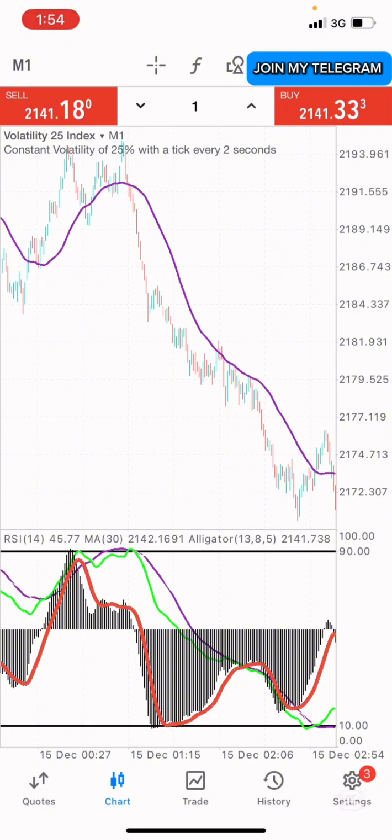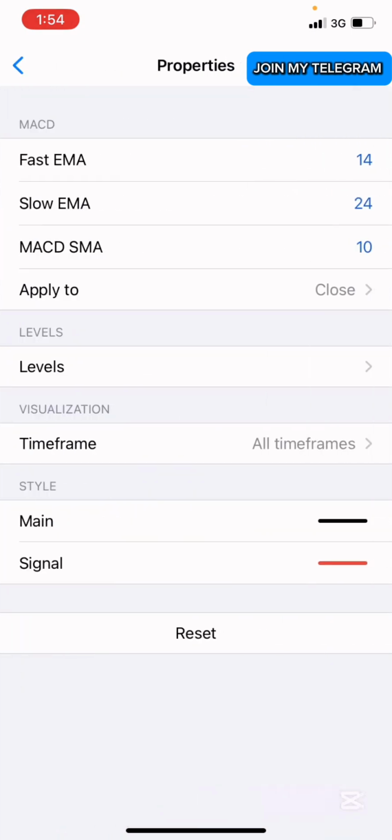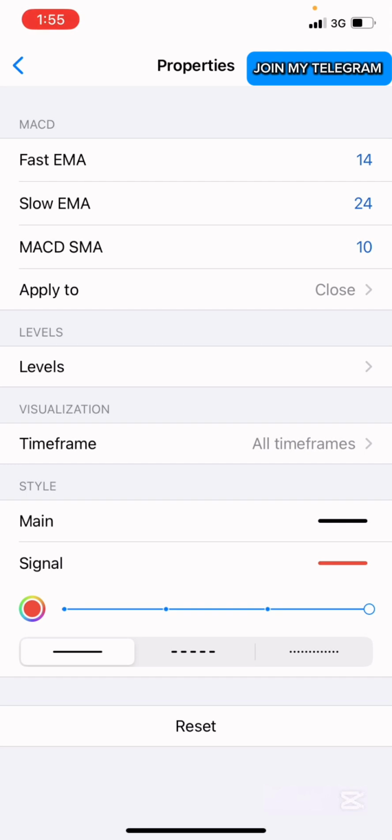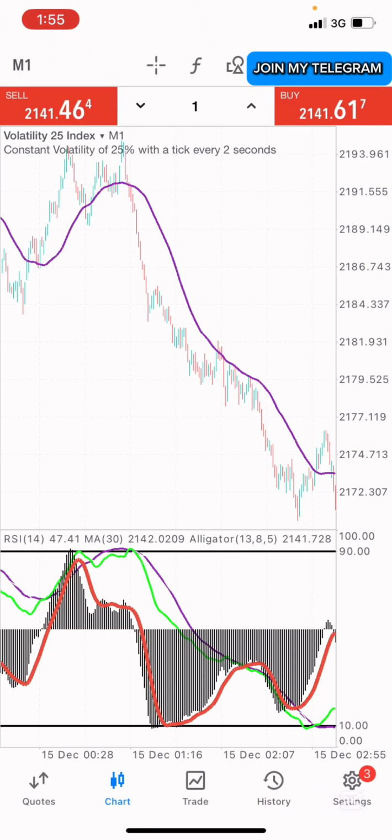All right, you want to make sure that your parameters and the indicators look exactly as they are on my chart right here. Then you put on the MACD. The MACD is another good indicator which can help you in the strategy that I'm about to share with you. So you want to make sure that this MACD indicator is on your chart as well, right? The fast EMA for the MACD, you set that to 14, slow EMA 24, MACD SMA on 10, you apply to close, right? The main color right here, you put that on black, 4 pixels, signal red color on 4 pixels with the straight line pattern. All right, now we're done with the parameters.